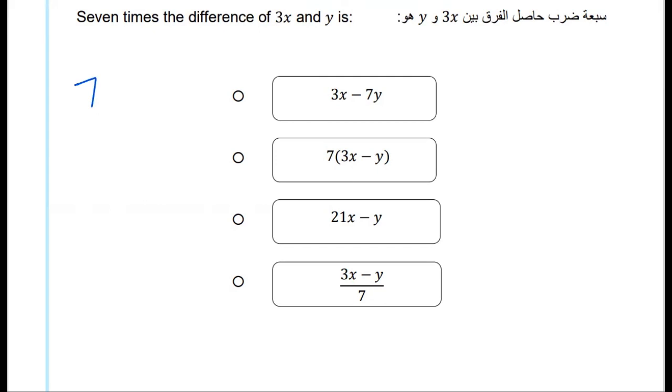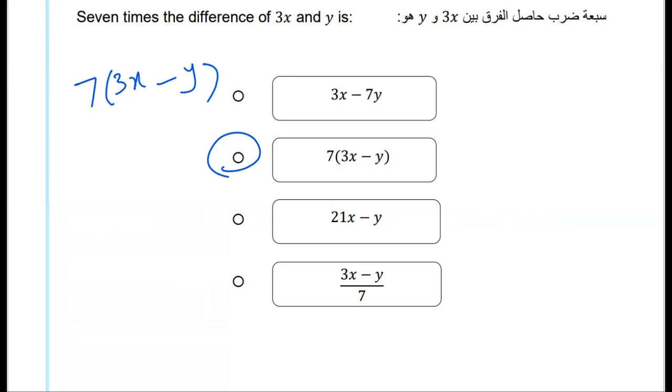So you need to understand different terminologies that we usually use, like times, sum, difference, of, like that. 7 times: we usually use times for multiplication, so we can write parentheses. 7 times the difference of 3x and y. The difference of 3x and y is 3x minus y. Difference means you have to subtract, 3x minus y. So 7 times (3x minus y), which is the second option.